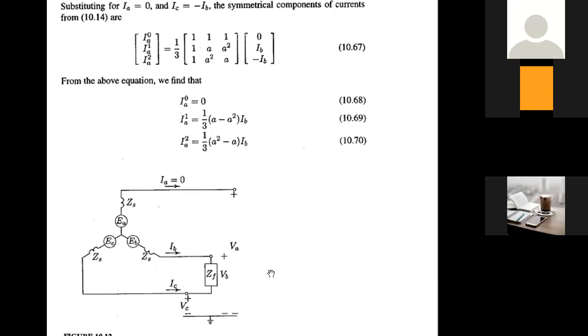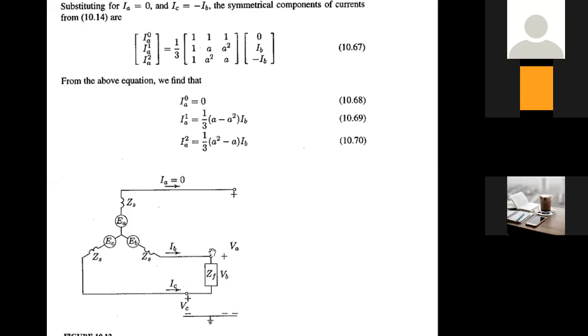Do you understand? You didn't understand? Okay, okay, see, you have to check that diagram first. Okay, if you have double line to ground fault, what will happen? You will have a short path between them, right? And that will be in terms of fault impedance, which is ZF. So you have a short path between them.